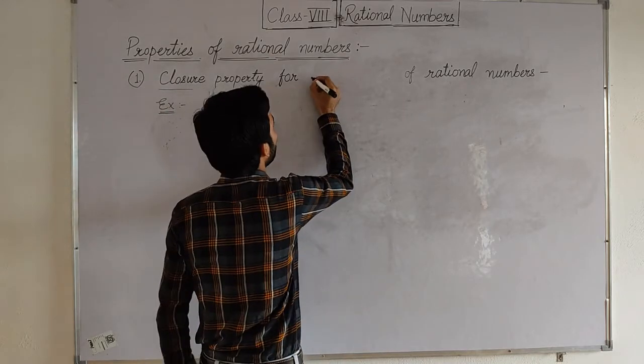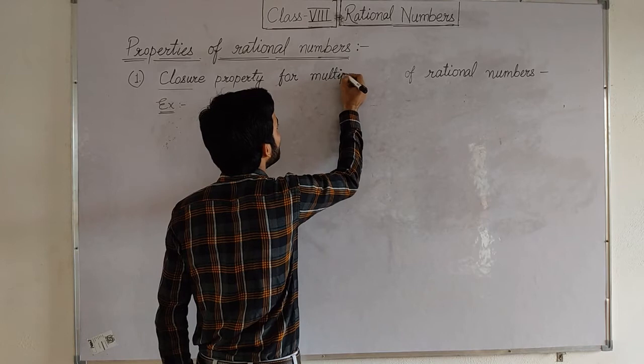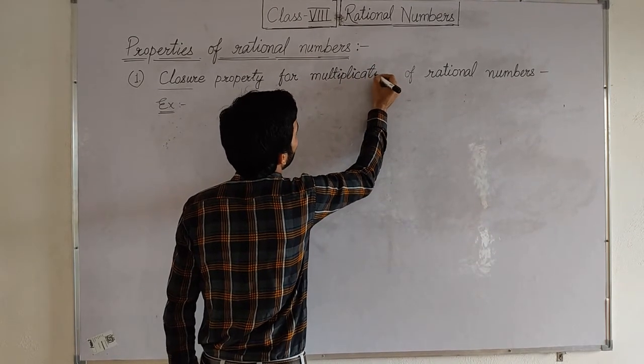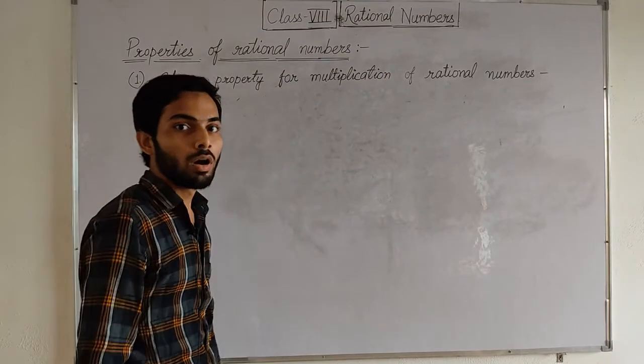Closure property for multiplication. Closure property for multiplication of rational numbers.